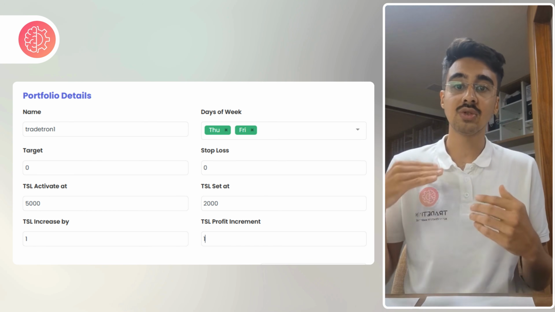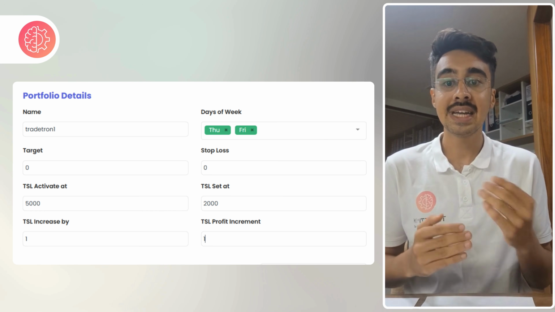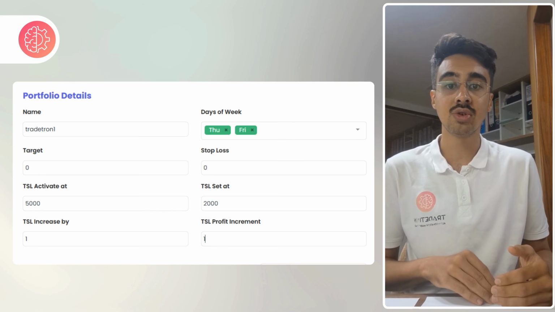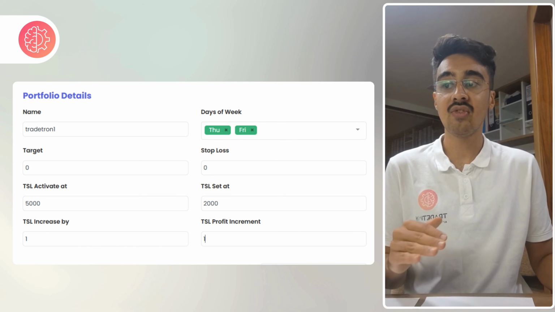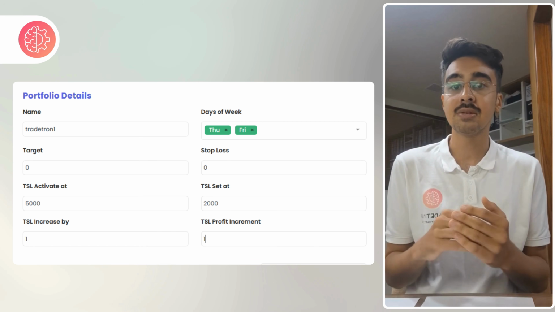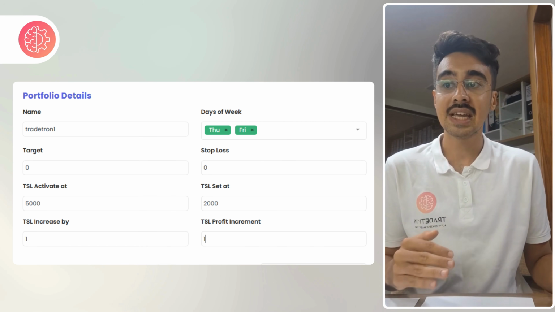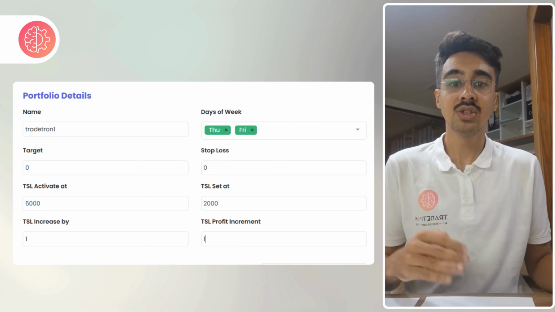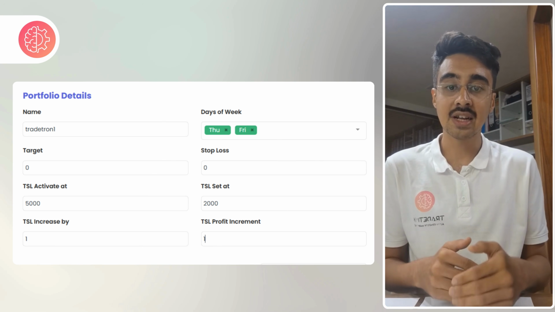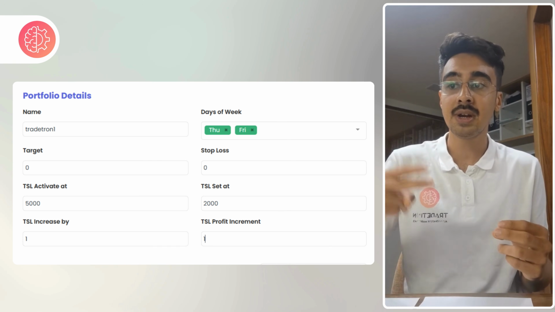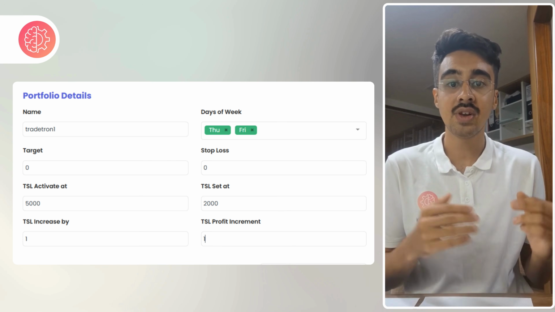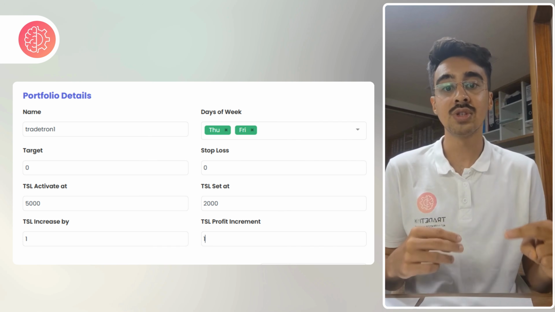So when my 5,000 rupees of profit is achieved, my TSL is now going to be set at 2,000 rupees, which I've mentioned out here. Now whenever from 5,000 the profit increases by let's say 1 rupee, my TSL will also increase by 1 rupee. So for example, from 5,000 my profit went to 5,010 rupees, which means there was a 10 rupee increment. What will happen is that the TSL will now go from 2,000 to 2,010 rupees.